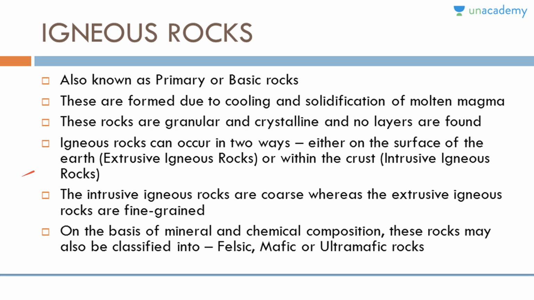Igneous rocks can occur in two ways, either on the surface of the earth, which are known as extrusive igneous rocks, or within the crust, which are known as intrusive igneous rocks. The intrusive igneous rocks are coarse, whereas the extrusive igneous rocks are fine-grained, because the rocks get cooled slowly inside the Earth's interior due to high temperature. On the basis of mineral and chemical composition, the igneous rocks may be classified into felsic, mafic or ultramafic rocks. Felsic rocks are those igneous rocks which have higher silica content. Mafic rocks are those igneous rocks which have low silica content, and the ultramafic rocks are those igneous rocks which are intermediate rocks. Black soil, which is also known as regur, is formed from igneous rocks.